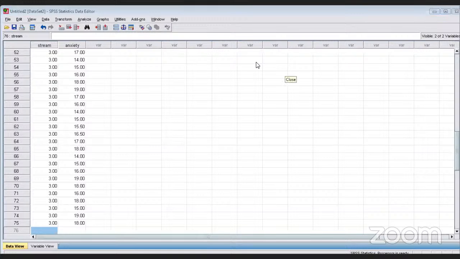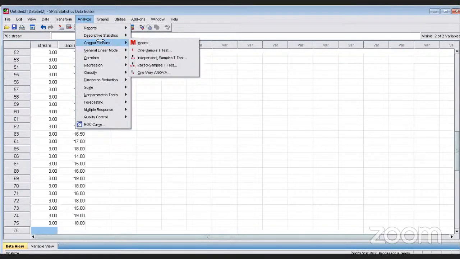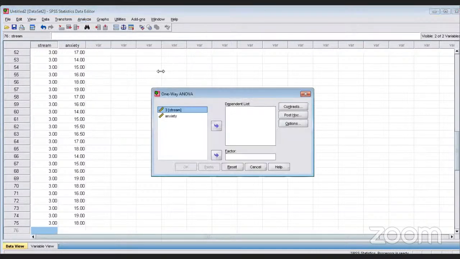Whatever I have written, this is because I do not have a data, so this is how I have written. So I go to analyze, then I go to compare means, because my objective is to compare mean score of anxiety of art, science, and commerce teachers. So therefore, I come to the compare mean, then I come to one way ANOVA. Are you able to follow this?